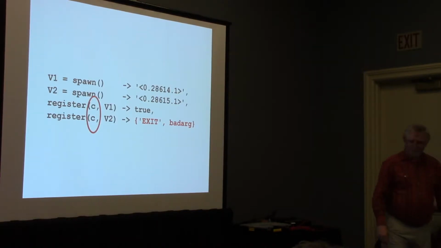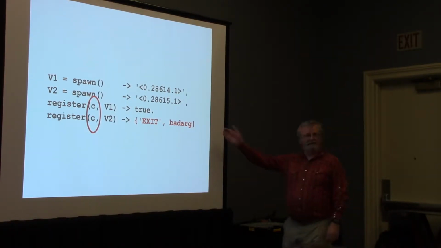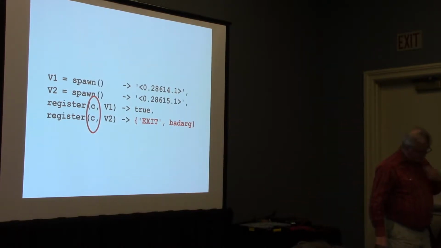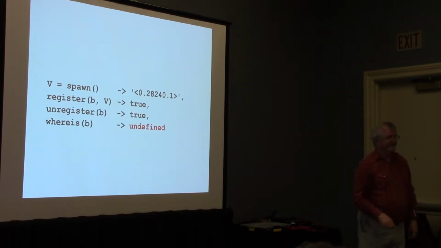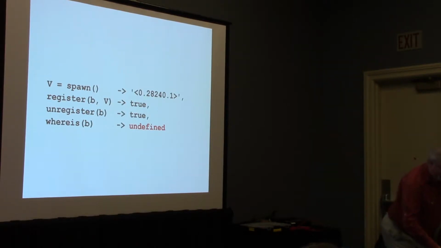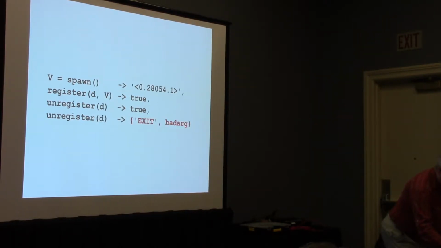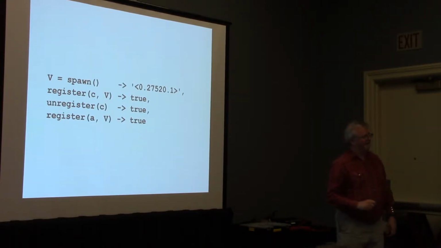Actually, you better not reuse a process name either. That also results in an exception. Once you have registered a process, you can unregister it again. That returns true. And once you've unregistered it, queries will now return undefined instead of the PID. Just like register, you better only unregister once though. If you try and do it twice, you get an exception the second time around. But what you can do, once you've unregistered a PID, is register it again. This time, perhaps with a different name.